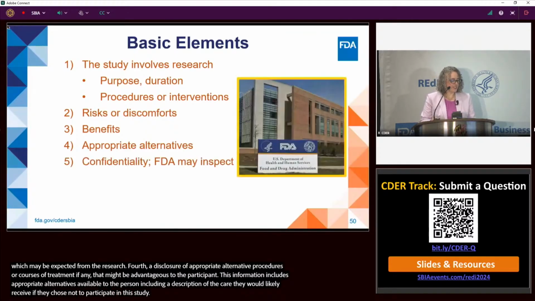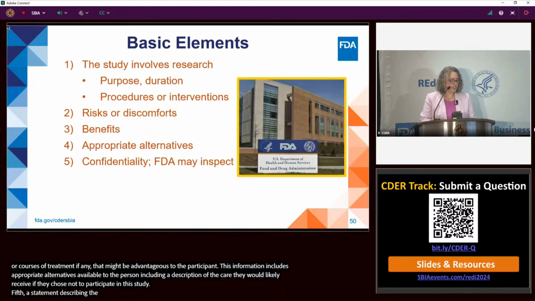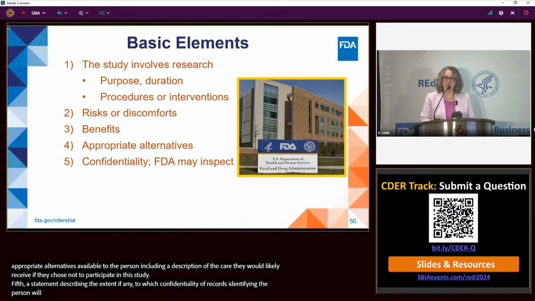Fifth, a statement describing the extent, if any, to which confidentiality of records identifying the person will be maintained. And it needs to note the possibility that the FDA may inspect the records.